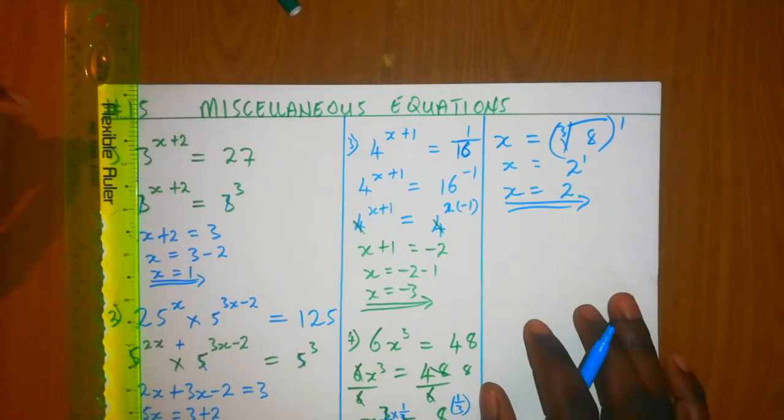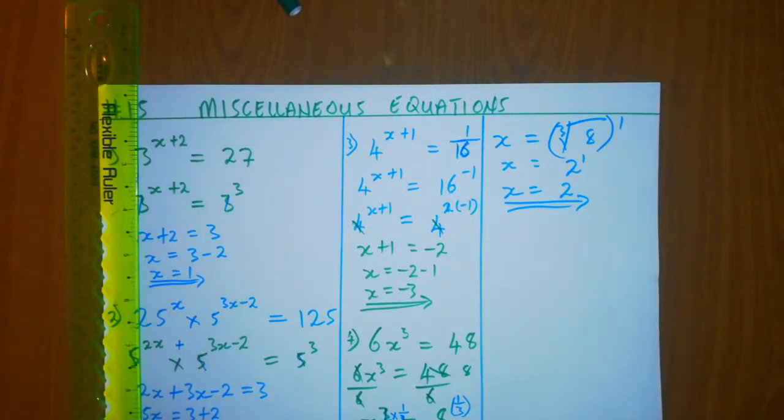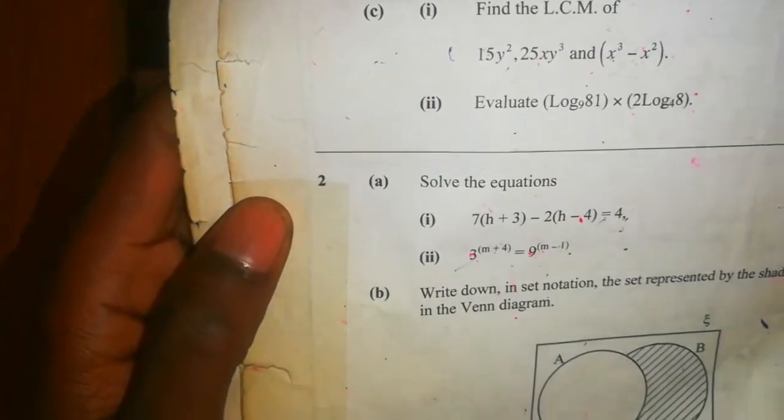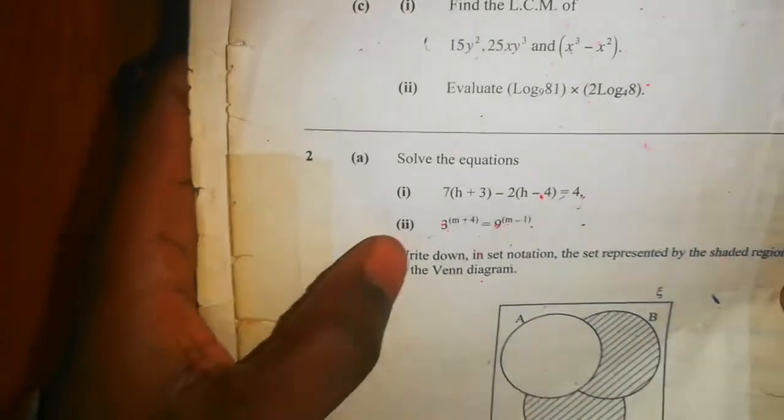So let's try to check this out from some past exam question papers that I have here. As we proceed, I've got November 2009 here. Here is our miscellaneous equation, number 2, item 2. There is the question. Solve the equations. So we are solving item 2.